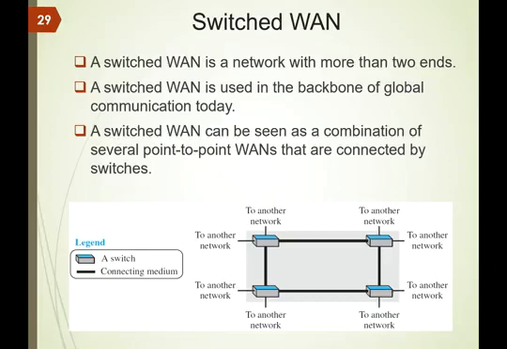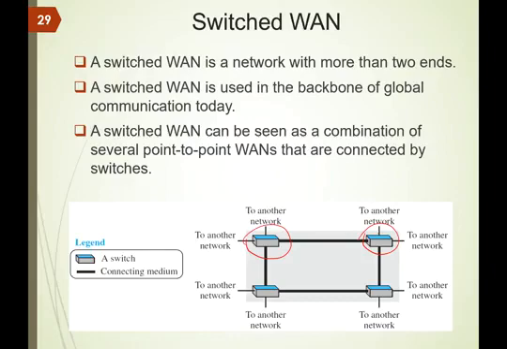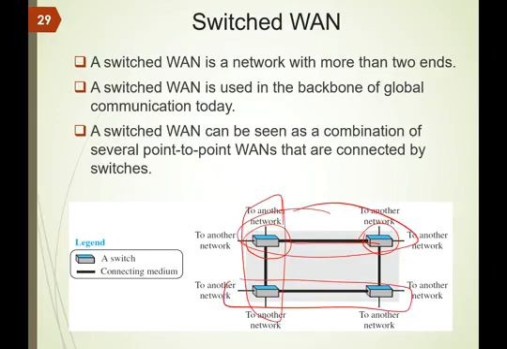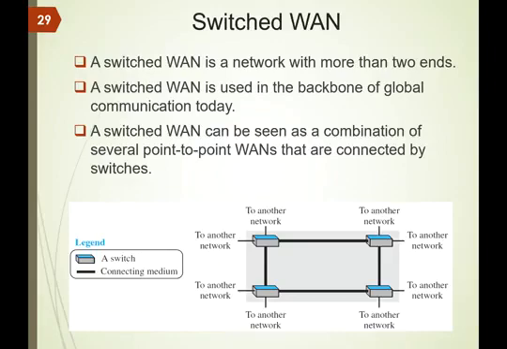Switched one. A switched one is a network with more than two ends. So if for example here you see there are more than two ends, not like this one. A switched one is used in the backbone of global communication today. A switched one can be seen as a combination of several point-to-point. So here is point-to-point. You can think of this as a point-to-point. You can think of this as also a point-to-point. So it's a combination of several point-to-point ones that are connected by switches. So this is switched. Before it was mainly this one in use, but nowadays we use switched ones.